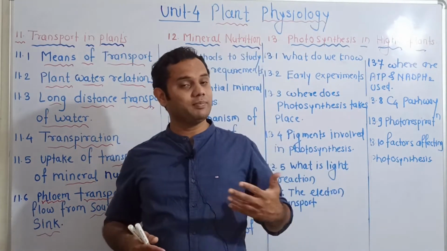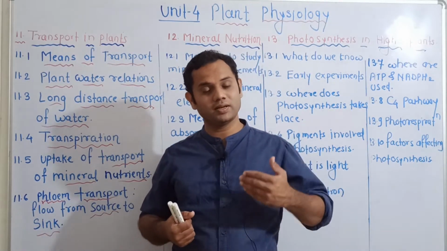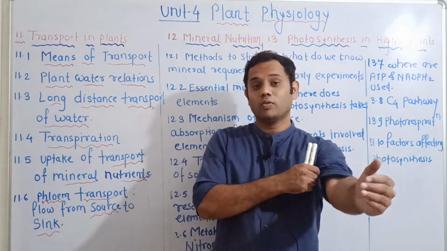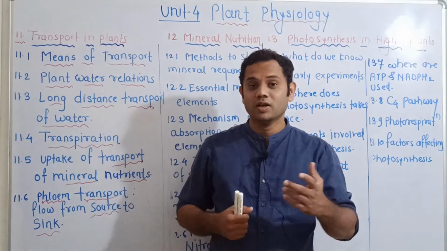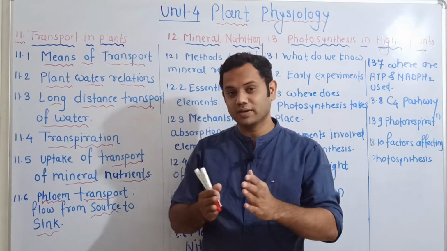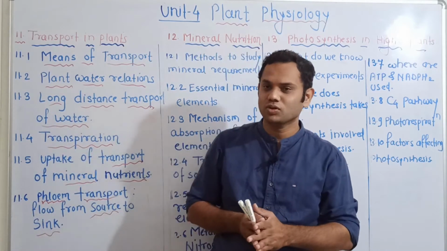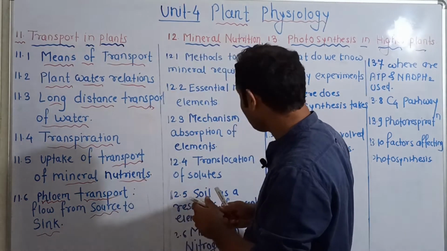So minerals are very important for the overall growth of plants, because they are used in certain biochemical or metabolic processes. Okay, for the synthesis of certain biomolecules also they are used. So there are different minerals like nitrogen, phosphorus, calcium, magnesium. These are very important, and will be dealt with in this chapter number 12.